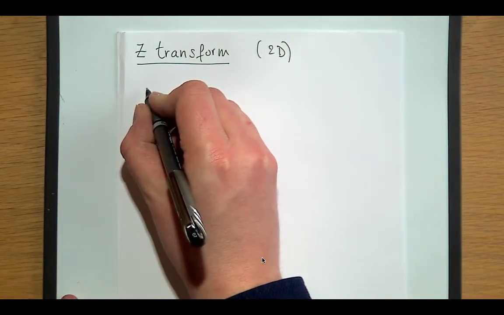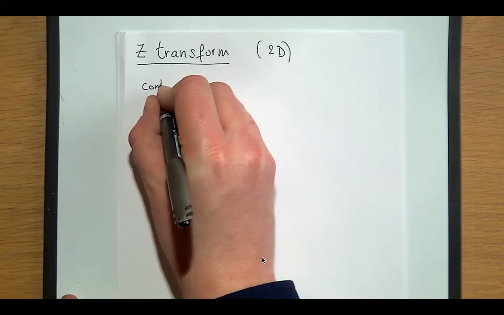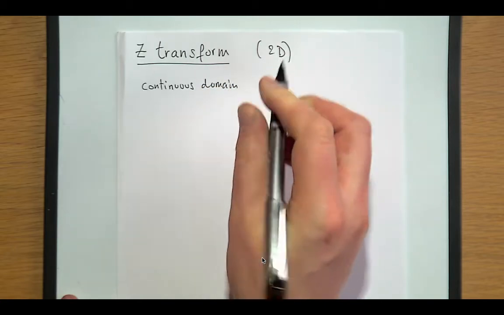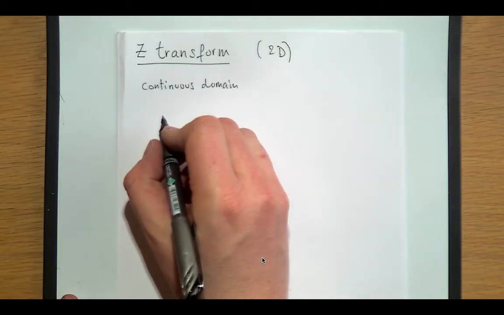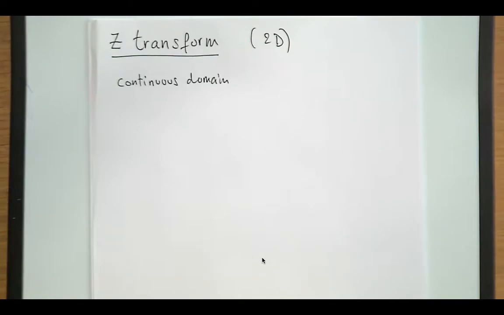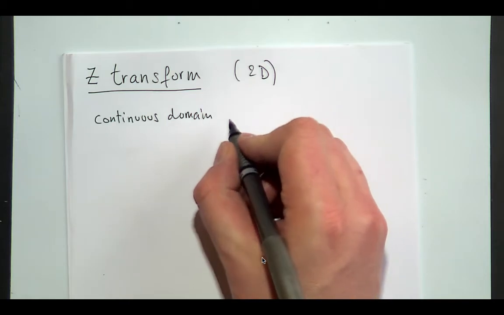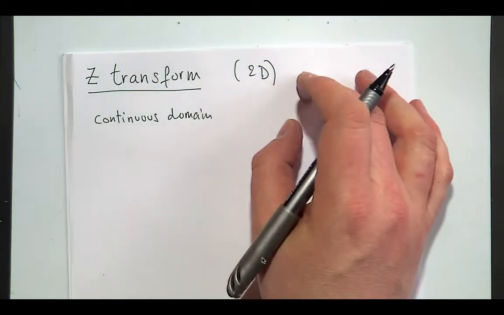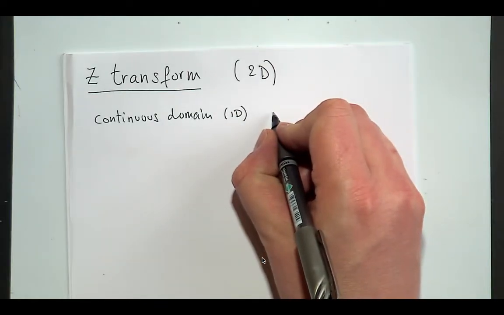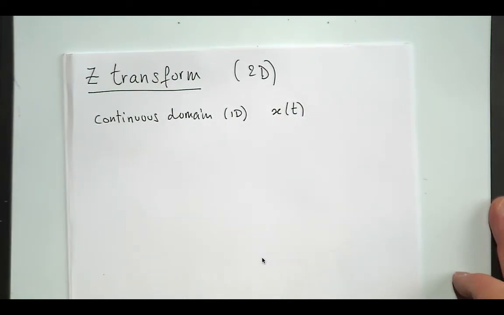So we have three domains of interest. One is the continuous domain. In the continuous domain, the signal we have, we're going to look at it in 1D first. I'm going to denote the signal as x of t, and t would be the time here, okay?